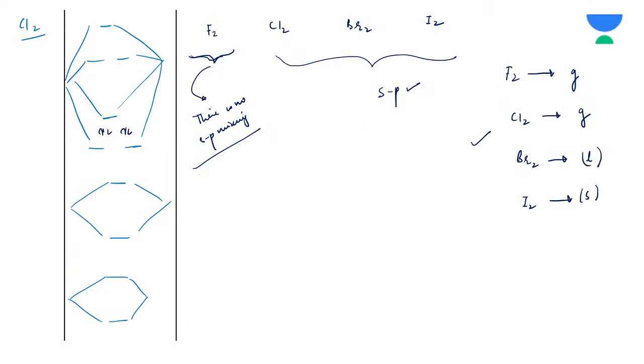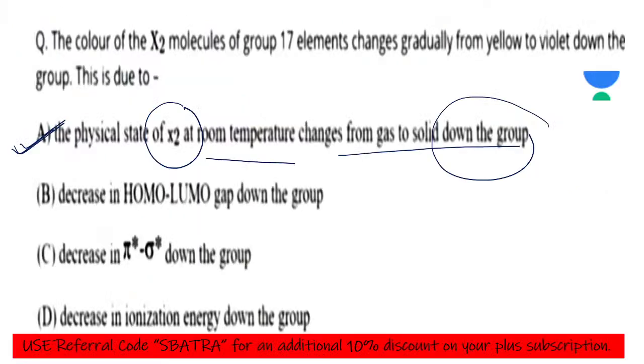Now what I can see over here, there is no sp mixing, but the concept is this HOMO-LUMO gap is actually decreasing. So the question is the color of X2 molecule of group 17 elements changes gradually from yellow to violet down the group. All right, that's my mistake, it's on me. I take this question on me, it's basically my mistake.